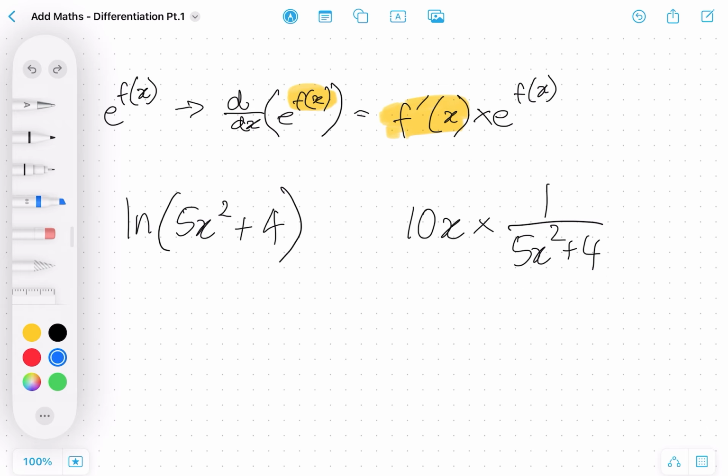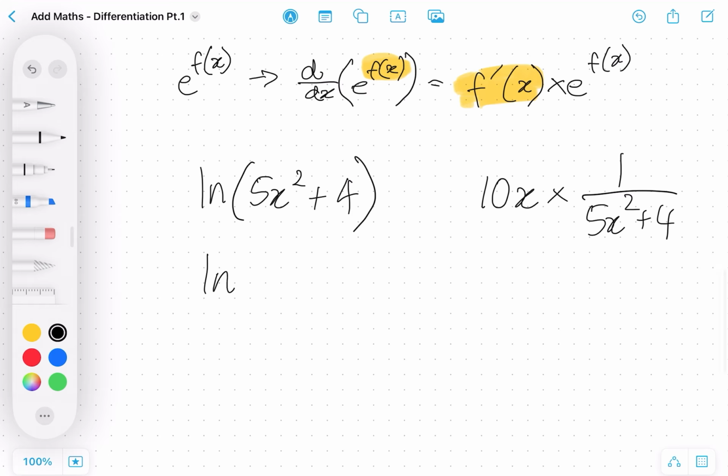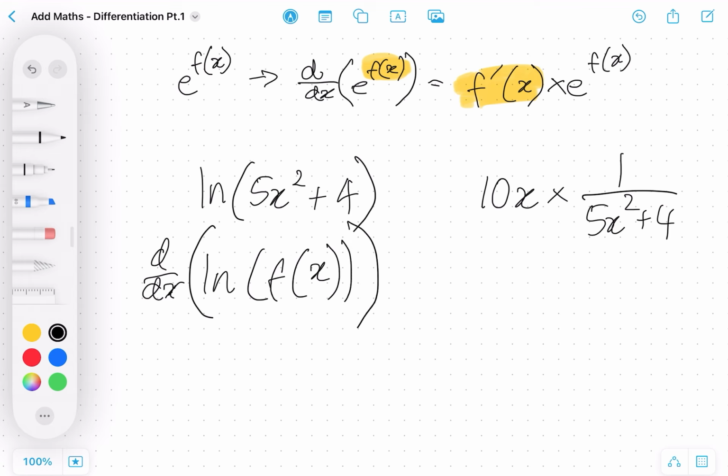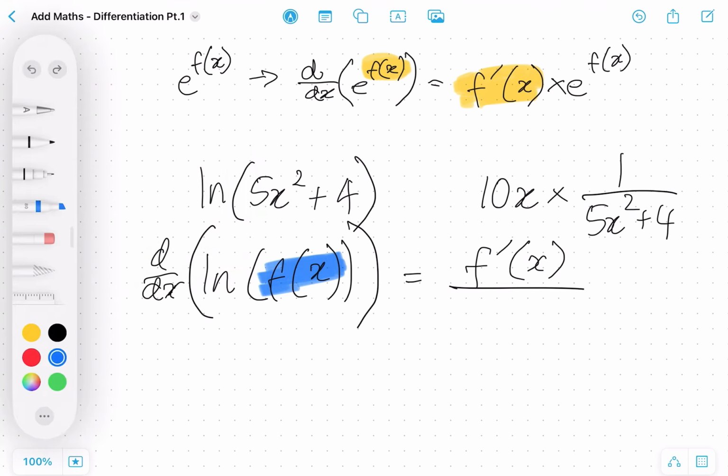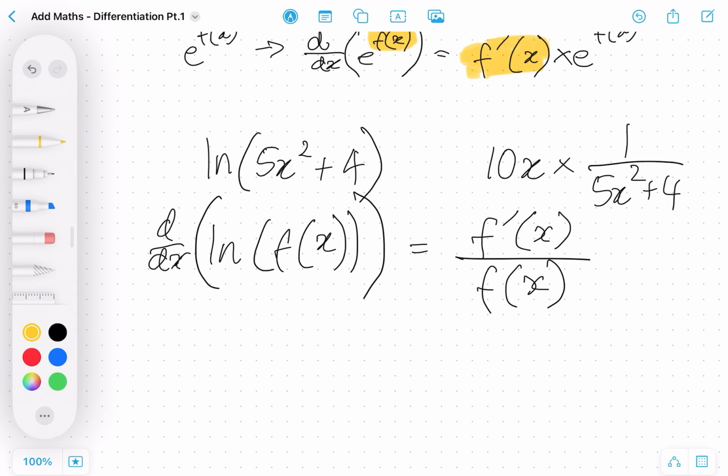So in general, the derivative of ln of f of x, so in general, the natural log of any function differentiates to give us the derivative of the inner function divided by the original function. And that's a very neat rule. It's something that's also easy to remember. So that's what we have for natural log.